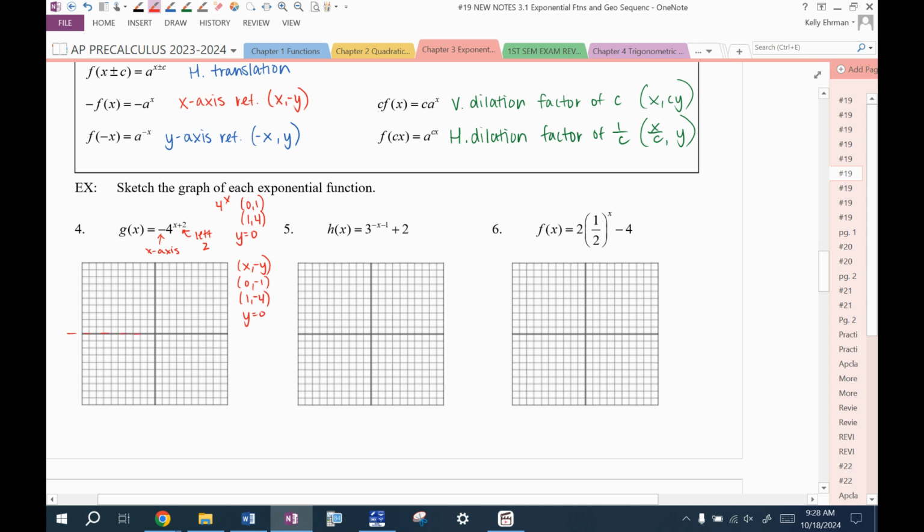So I like drawing that in first. Each of these points need to go to the left 2. So 0, -1 goes left 2. 1, -4 goes left 2. And I draw my curve.